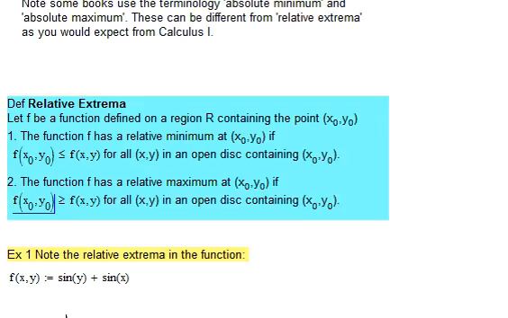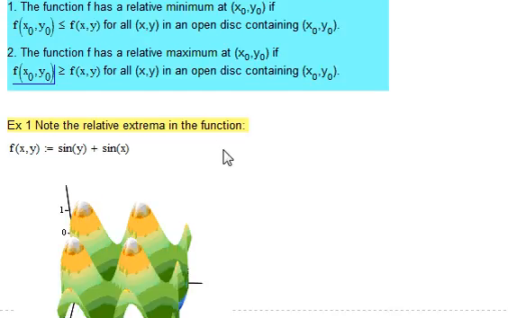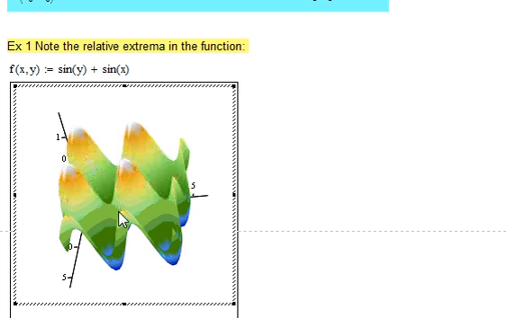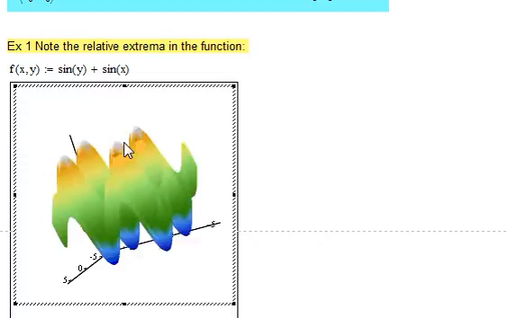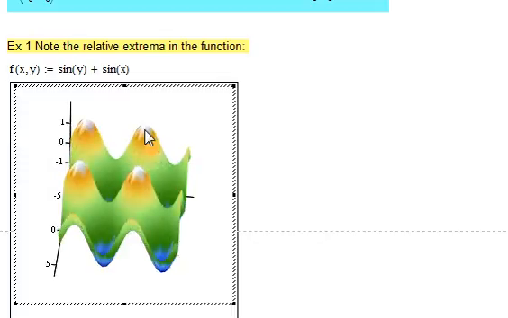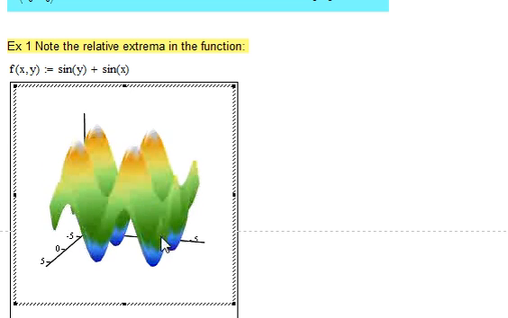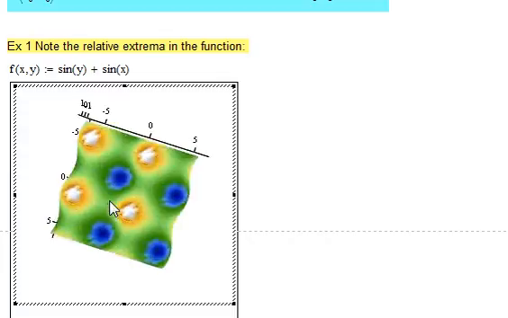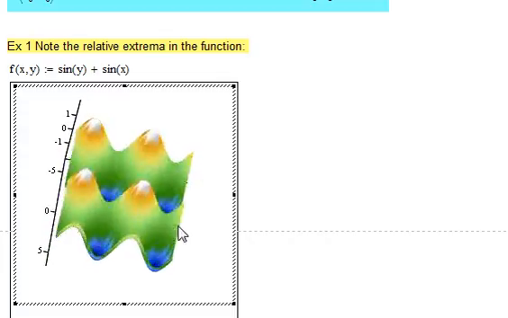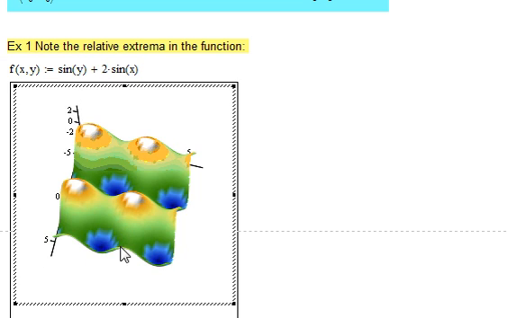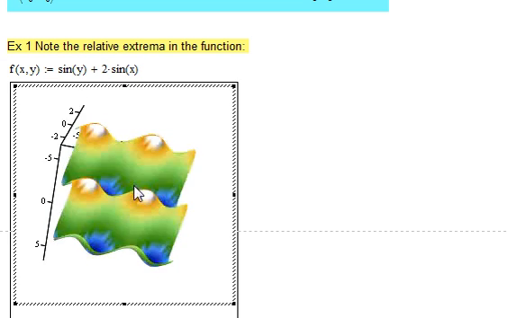So we can look at a picture of relative extrema in this function, f of xy equals sine of y plus sine of x. Of course that's just a wiggly thing, but you can see the white tops of the peaks are all relative maximums, and the bottoms, the blue, look like the lakes down there in between. Those are all relative minimums. We could mess with this and make it look a little different. We could say times 2, and it would just make it a little bit peakier in one direction than the other.